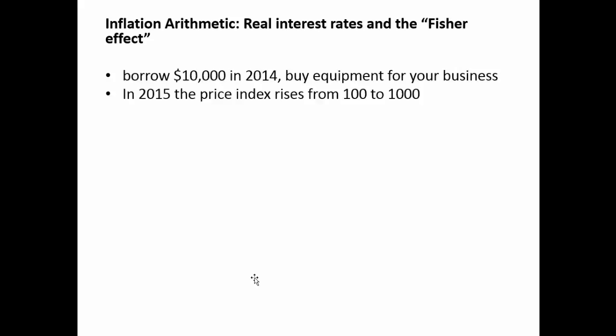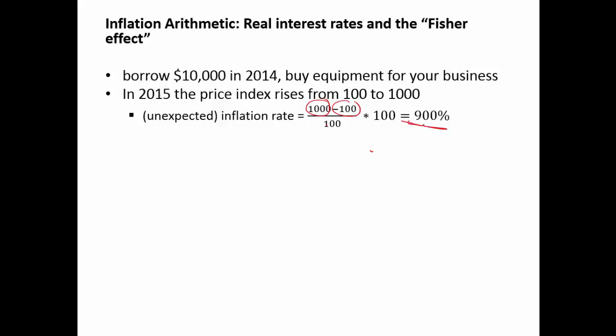In 2015, the price index rises from 100 to 1,000. Now, we've never experienced inflation this severe in the United States, and I think we never will, even if we have a major fiscal crisis. Even in the Civil War, we didn't experience this, but just to show you kind of an extreme effect. This amounts to a 900% inflation rate. You calculate a percent change, of course, by subtracting the first observation from the second observation and dividing that by the first observation, and then we multiply by 100. So we've got 900%. You can follow that simple arithmetic there.